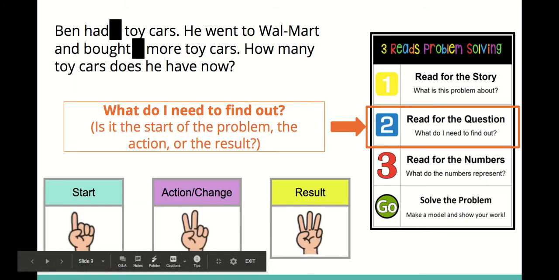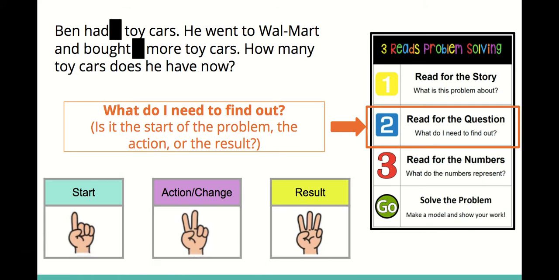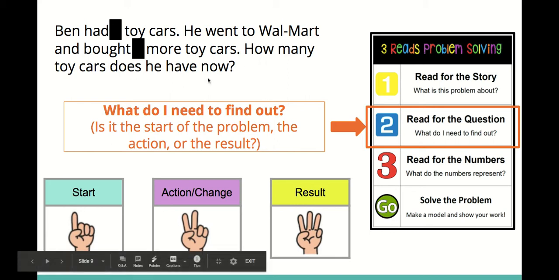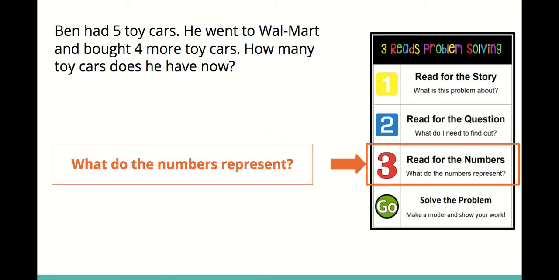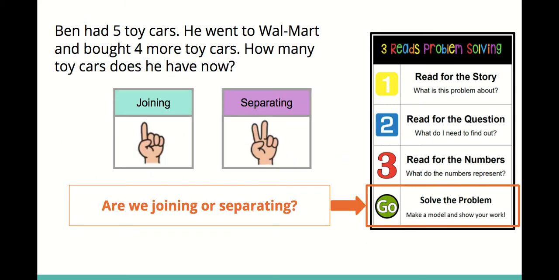Let's read it again just to make sure. Ben had some toy cars. He went to Walmart and bought some more toy cars. How many toy cars does he have now? Well, I need to find out how many toy cars he has after he goes to Walmart. So we started with a certain number, we're adding more, and we're going to end with a new number. Now let's look for the numbers in this next read through. Ben had 5 toy cars. He went to Walmart and bought 4 more toy cars. How many toy cars does he have now?